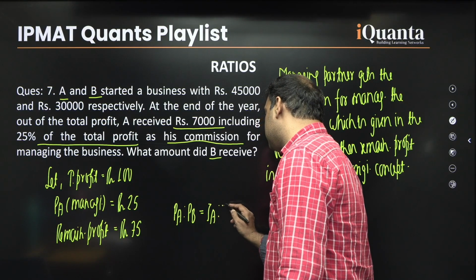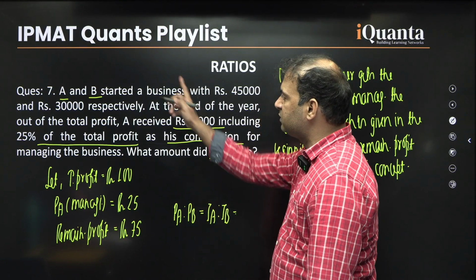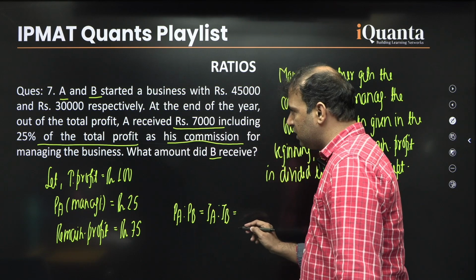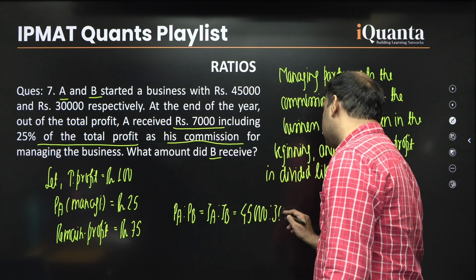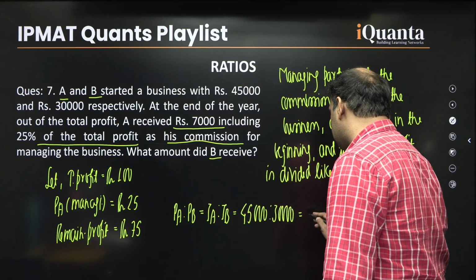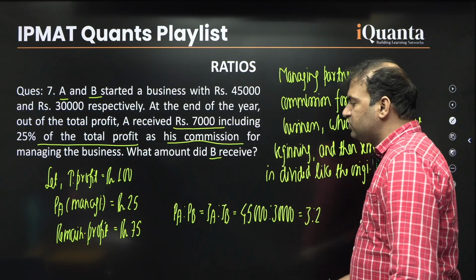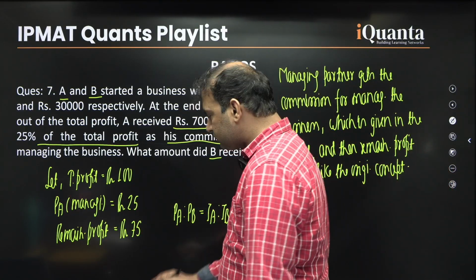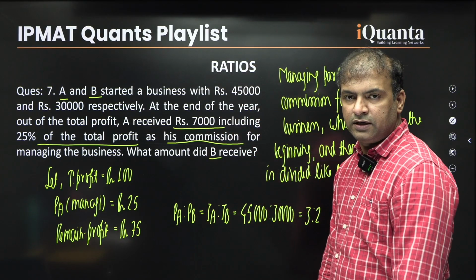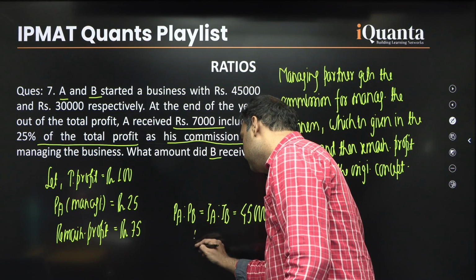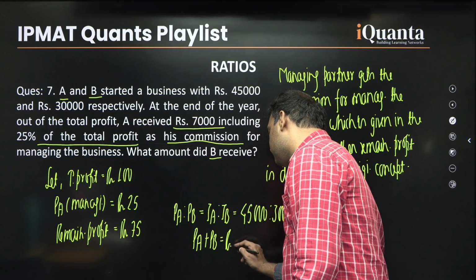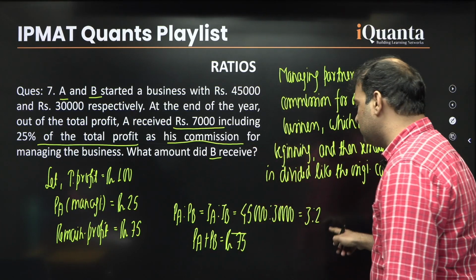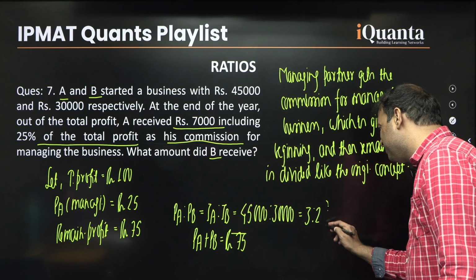So let's quickly understand what are their investments. Their investments are 45,000 and 30,000, which you can write guys. So 45,000 और 30,000 का ratio हो जाएगा कितना? ये तो बहुत आसान है, 3:2. Alright guys, so ये जो remaining profit है 75, ये distribute होगा 3:2 के ratio में, among A and B. Let me write that. The remaining profit, PA plus PB, is 75, which must be distributed among them in the ratio of 3:2. Very simple to calculate guys.